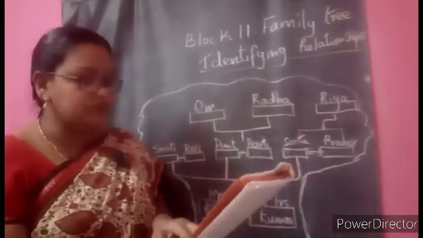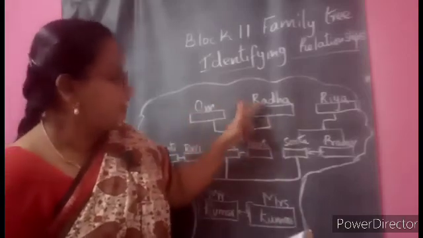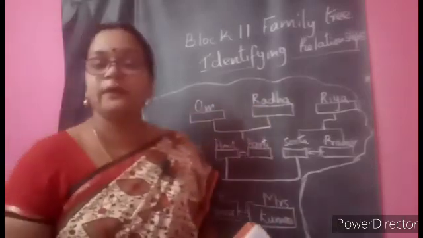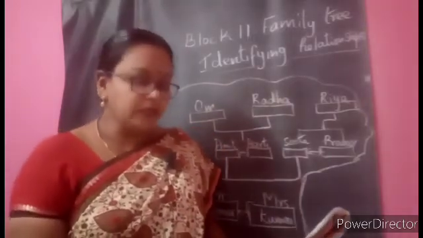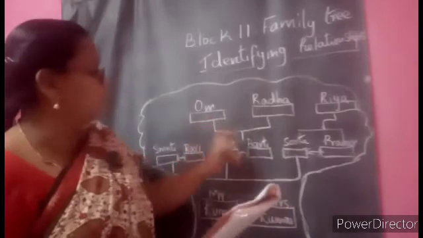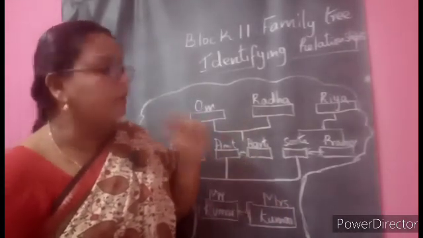Who are Mr. and Mrs. Kumar to Om and Radha? See, Om and Radha are there. Who are this Mr. and Mrs. Kumar? They are the children's grandparents. Very good. Second question. How many cousins does Om have? See, Om and Radha are the children of Amit and Aarti. How many cousins do they have?